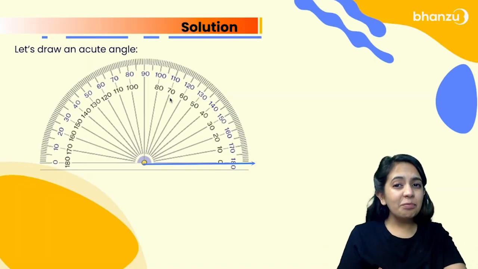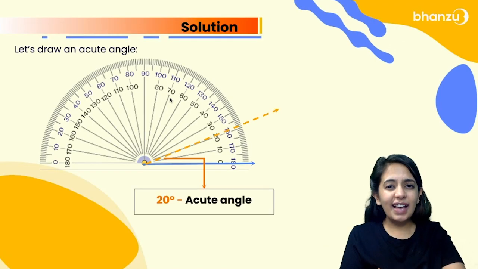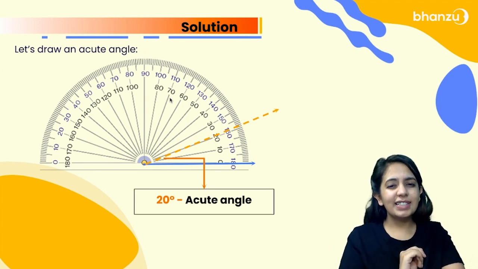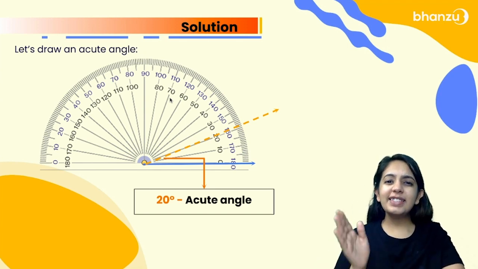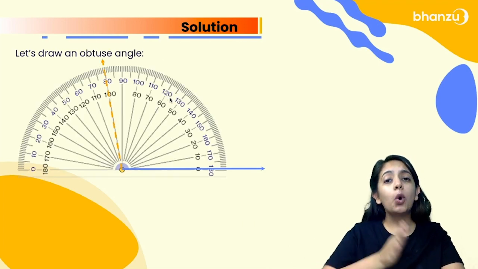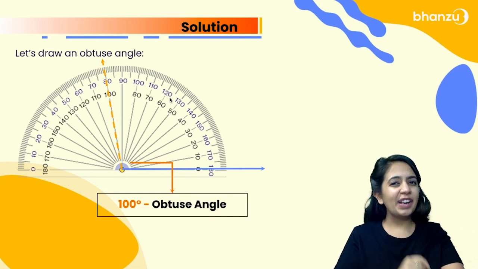Now here's one example. This angle is an acute angle because it is just 20 degrees. It lies between 0 to 90 degrees. And here is an example of obtuse angles because it is more than 90 degree but less than 180 degree.